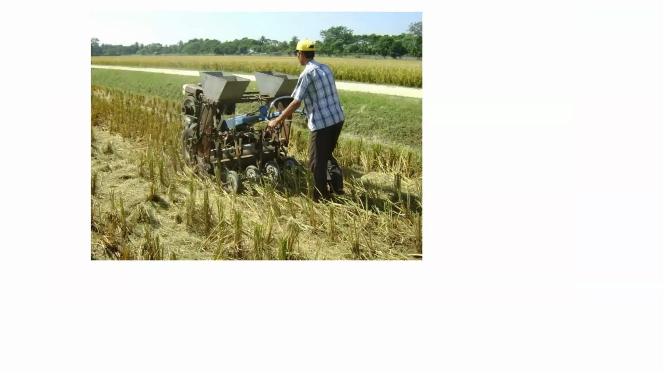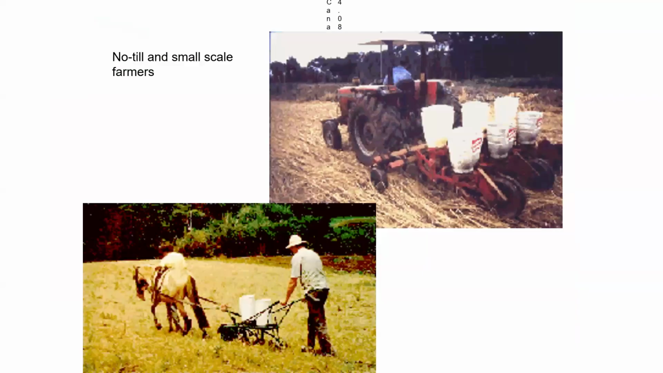Somebody is seeding directly into the stubble of the previous crop with a much smaller machine that's actually hand operated. And here you have somebody actually doing exactly the same principle, but here the seeder is being pulled with a horse. And so just like the sophisticated seeder, you've got probably the fertilizer in there, the seed in there, and the mechanism of putting the seed in the soil is very similar to that big machine.